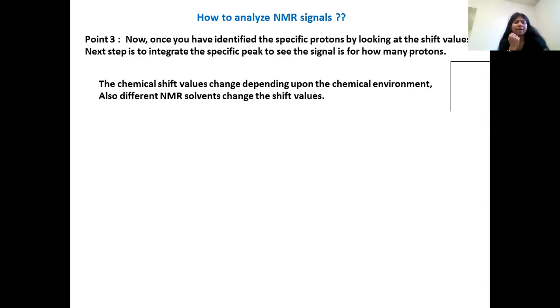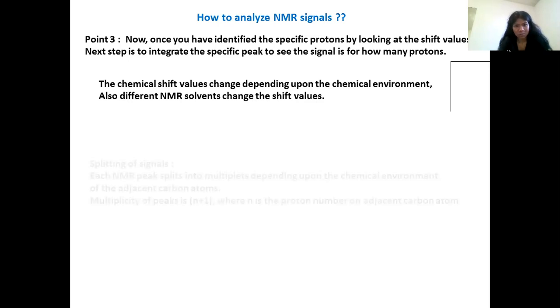In the NMR software, you will have an option to integrate the specific peak. Once we have identified that, let's say, this is for the aromatic protons, we will integrate that particular peak. You have to select the specific peak and integrate it. And as I have already mentioned, these chemical shift values change depending upon the chemical environment, and also depending upon the NMR solvents.